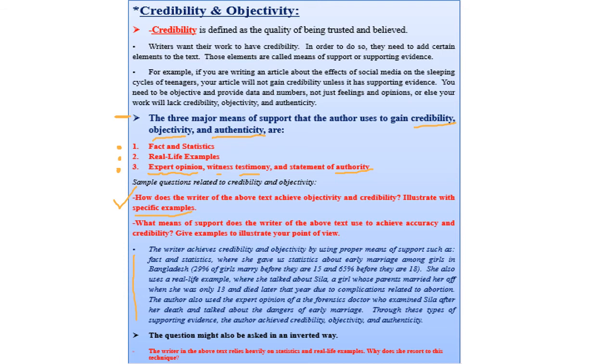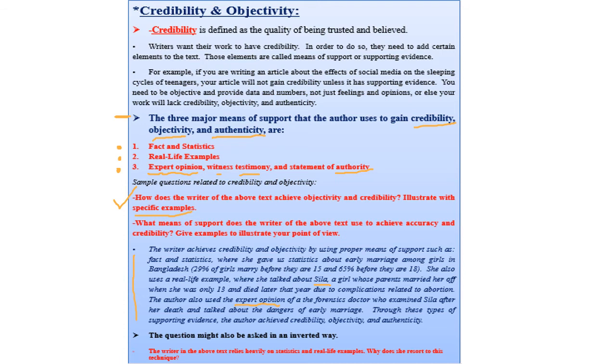She also uses a real-life example where she talked about Sila, a girl whose parents married her off when she was only 13 and who died later due to complications related to abortion. I stated a real-life example, okay, to support my point. Finally, she took the opinion of an expert, of a forensics doctor.